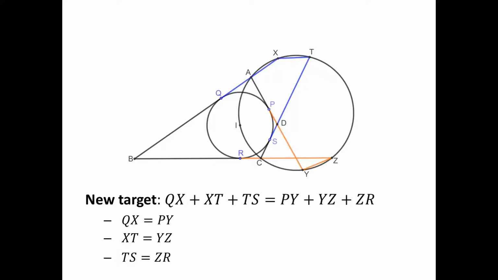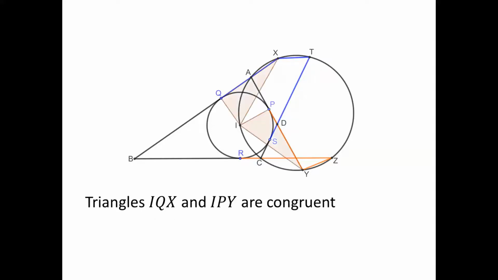It seems too good to be true, especially for an IMO problem. But we are going to verify these 3 equalities. We have 2 congruent triangles, IQX and IPY. When we rotate one triangle around the point X, it reaches the position of the other one.